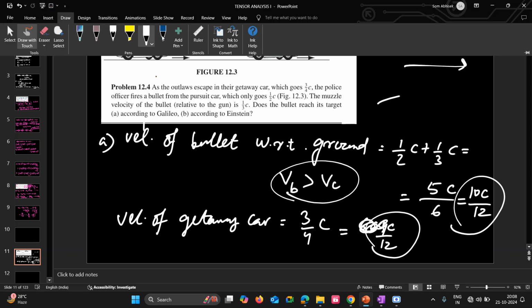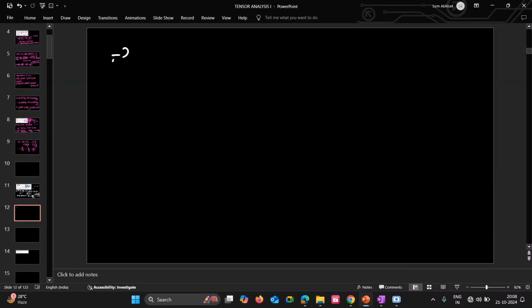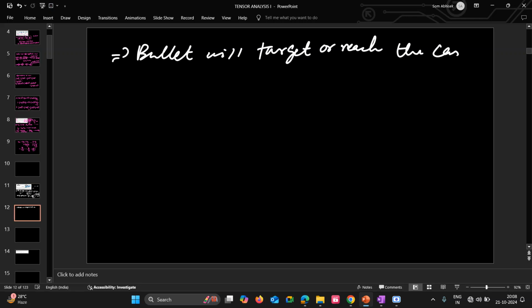Because the bullet is going at, suppose, 100 and the car is going at 90, of course the bullet will catch the car. If the bullet's speed was 80, it couldn't have reached the car. If you are faster than someone, you will cross him. If you are slower than him, you cannot cross him. That's the simple basic form of it. So that's why the bullet will reach the car according to Galileo. So according to Galileo, the bullet will reach the car.